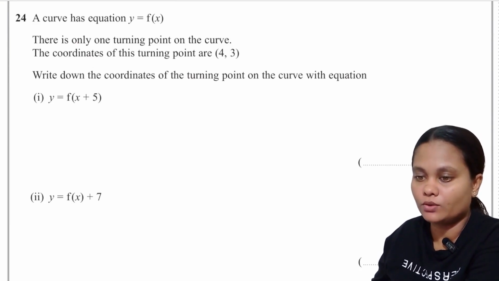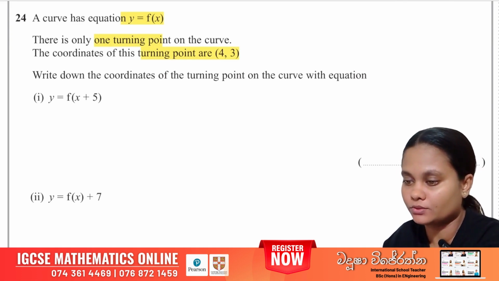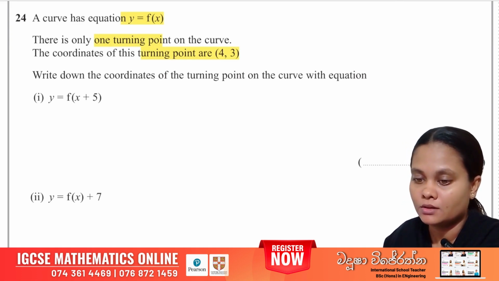Question number 24. A curve has an equation y equals f(x). There is only one turning point for this curve. The coordinates of the turning point are (4, 3). Write down the coordinates of the turning point on the curve with the equation, part 1, y equals f(x + 5).